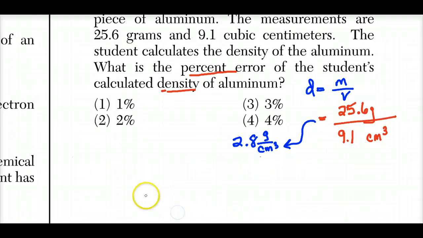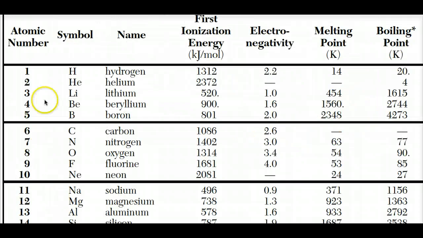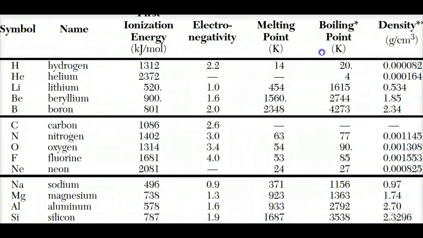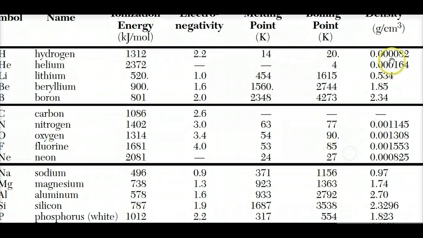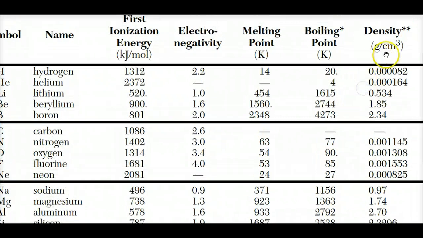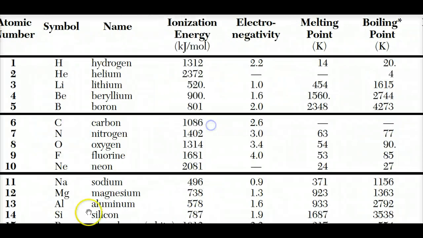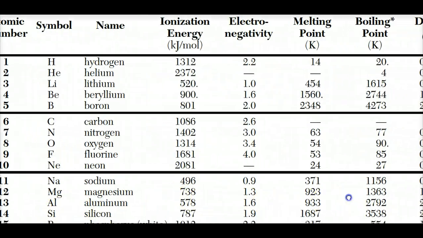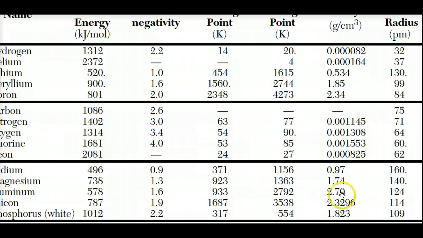So where do we find that? Well, Table S gives us densities. Let's go find aluminum and find its density. Here is Table S with its symbol, name, ionization energy, electronegativity, melting and boiling points, and now density. So this is the density column. Notice it's in grams per cubic centimeter. And we're going to find our aluminum. This is the line right here. And 2.70 is the known, or the accepted value from many experiments. So 2.7 grams per centimeter cubed is the accepted value.